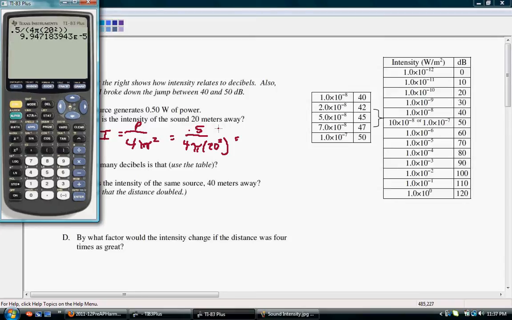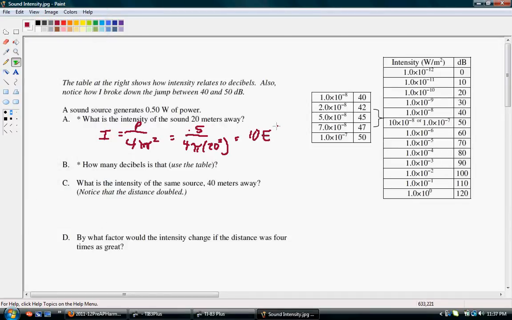Alright, and we get essentially 10e to the negative fifth watts per meter squared. Alright, how many decibels is that using the table? So 10e to the negative fifth, since this is 1 times 10 to the something, we can go ahead and say that is actually 1e to the negative fourth, which would be 80 decibels.